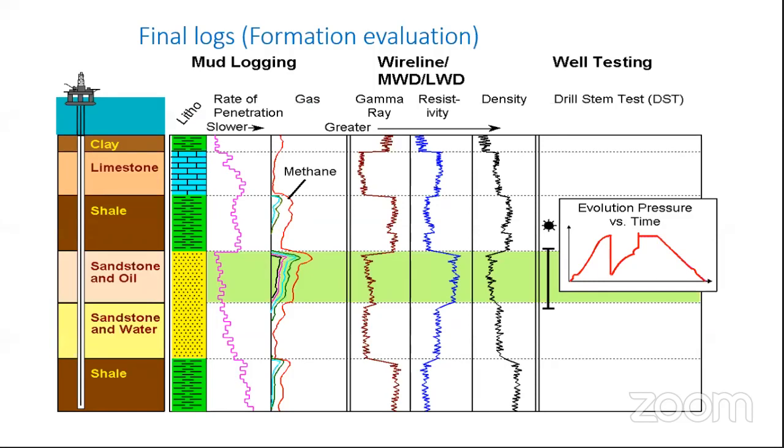And in a nutshell, what we do is, this is kind of a log that we prepare. Normally the well site geologist will prepare. So what he does is formation evaluation. It's kind of like a medical doctor checking a patient.